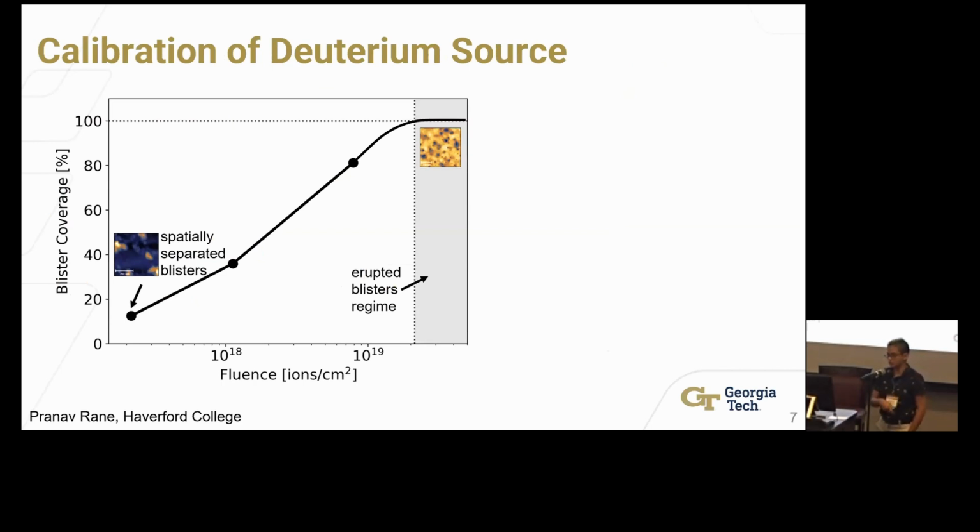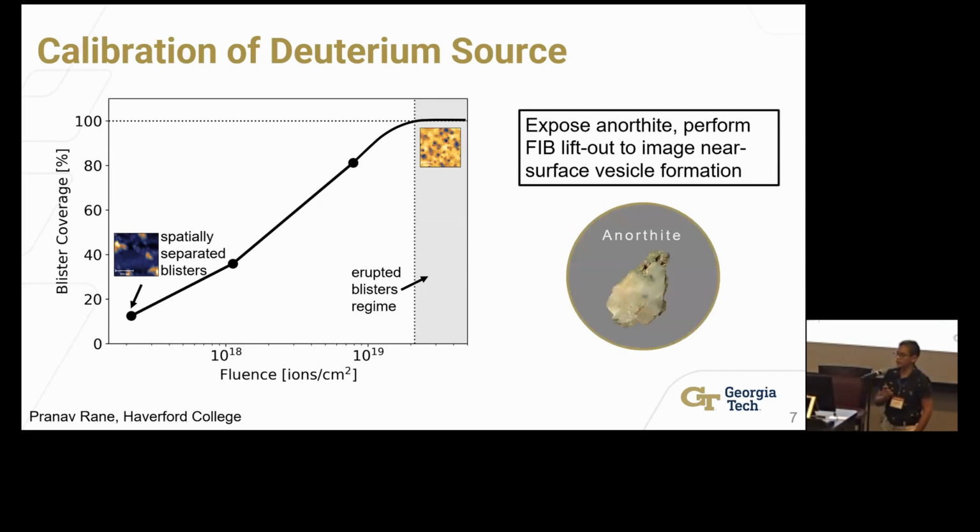Here we show the blister coverage as a function of fluence, where we can see these two domains. At the low fluence, we have spatially separated blisters, and then we have an erupted blisters regime. Our goal is to expose anorthite and perform a FIB lift-out to image these near-surface vesicle formation. And a FIB lift-out is a standard technique that's used in TEM.